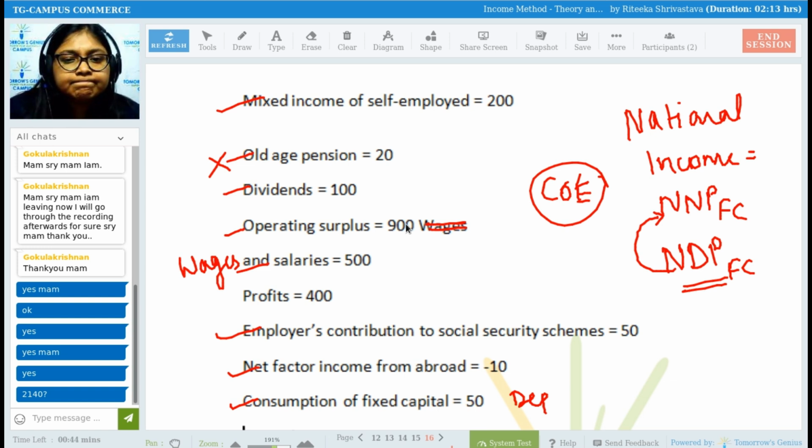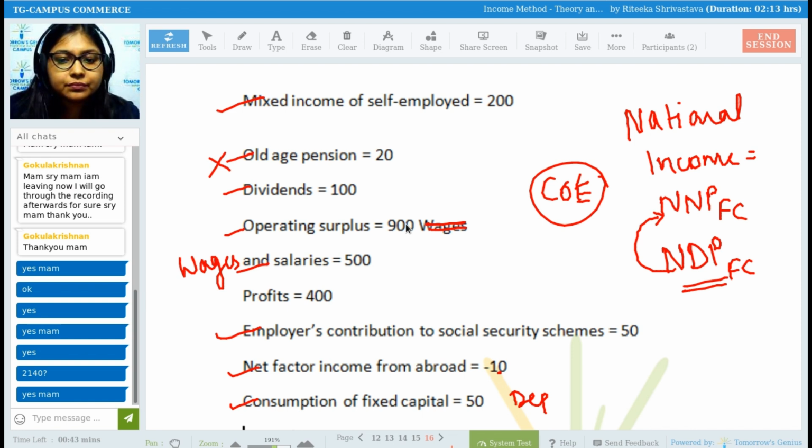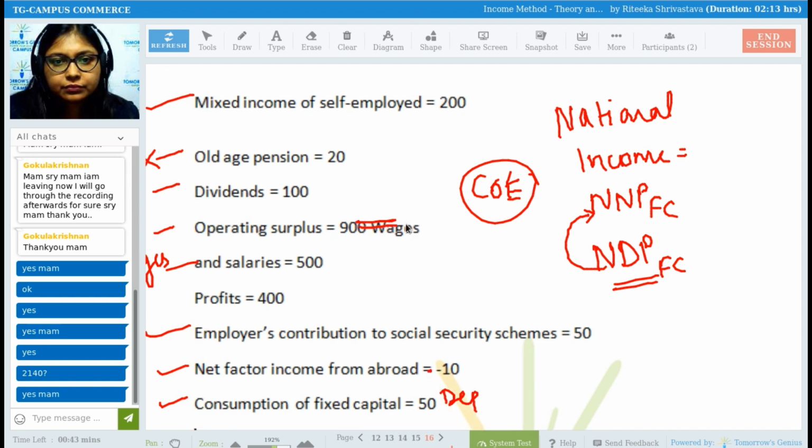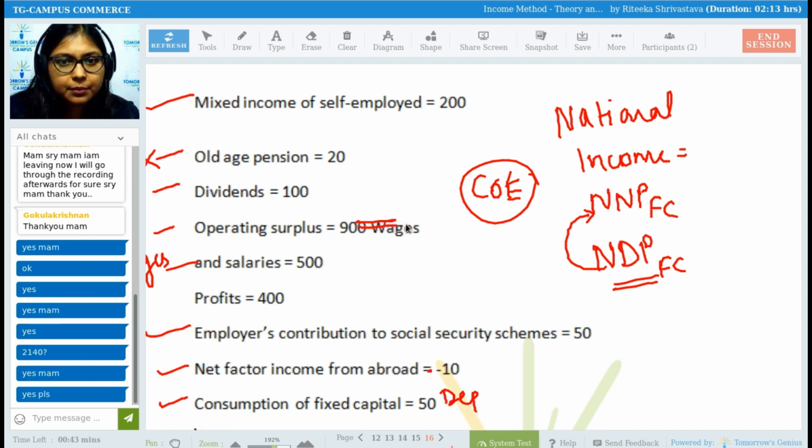2140. Hmm, small mistake. NFI is minus 10, huh? Want me to solve? We'll solve together.